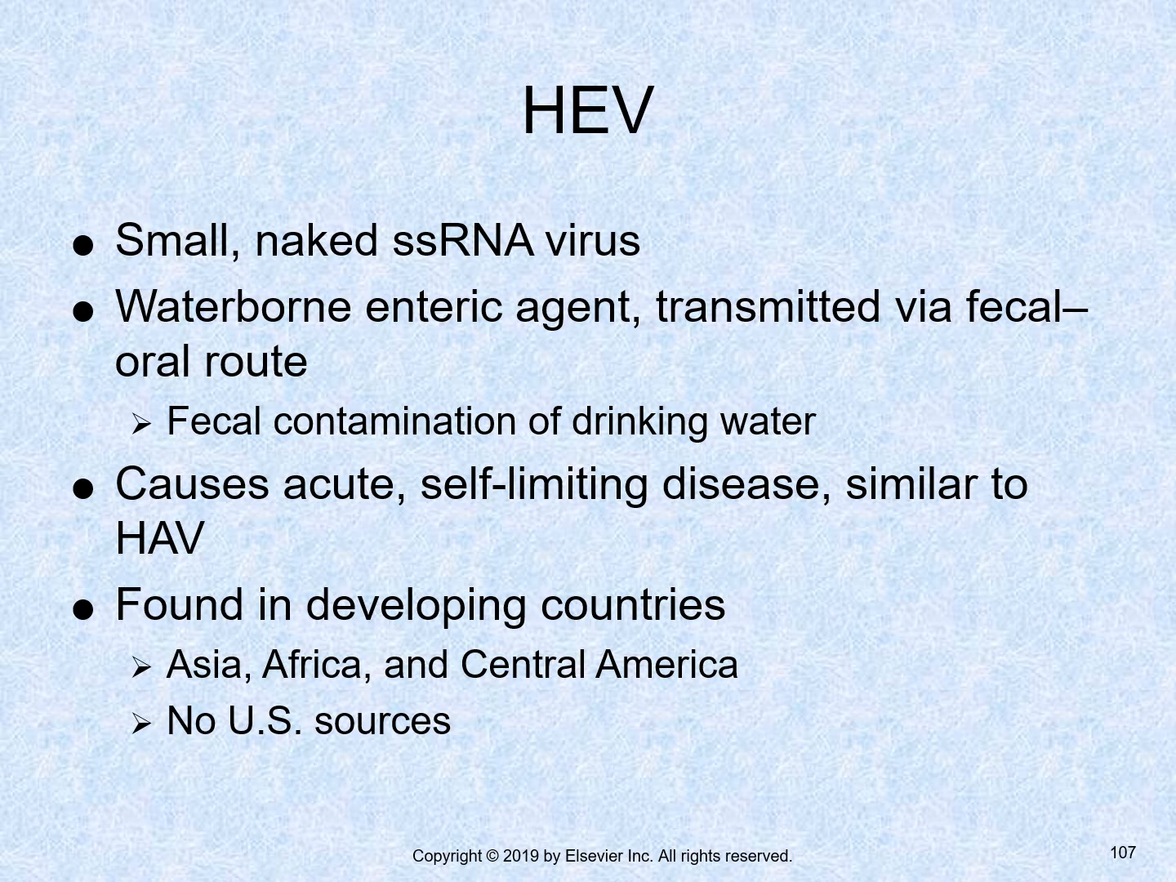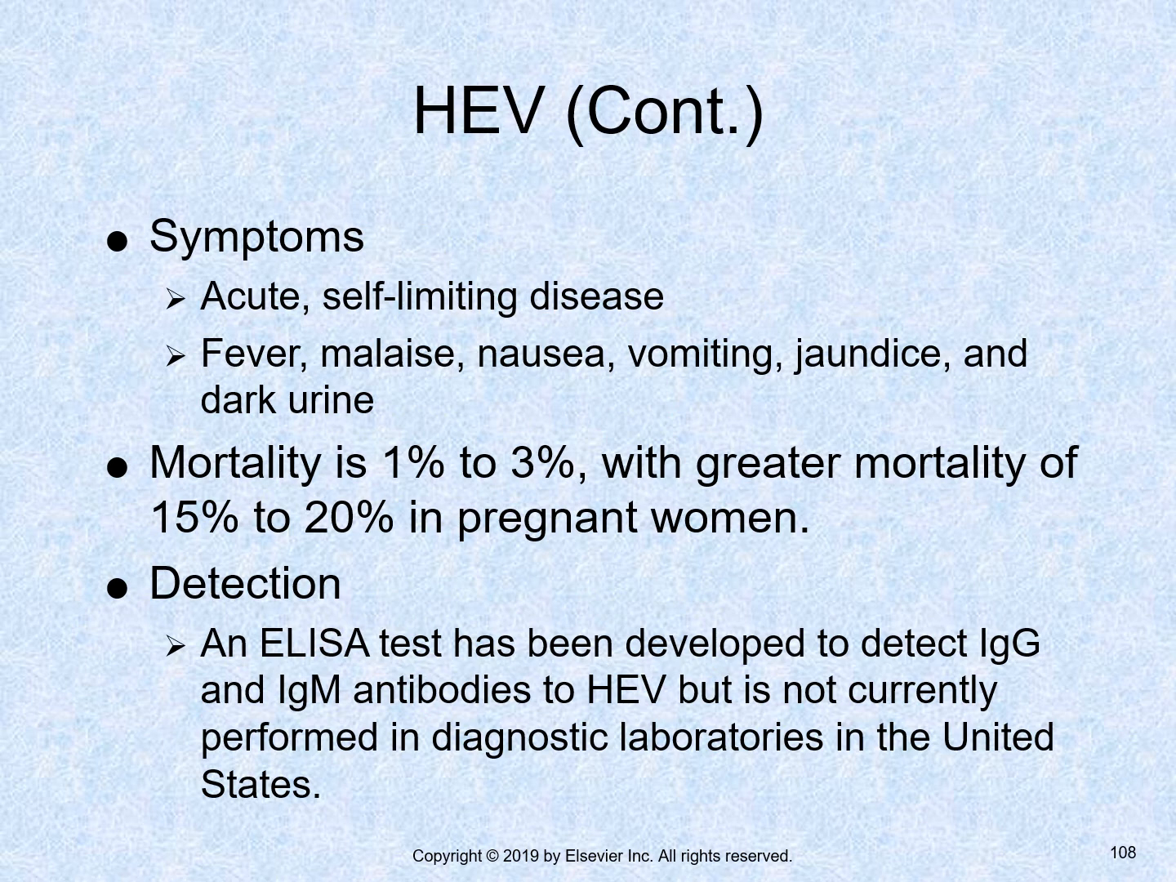Hepatitis E virus causes an acute self-limiting disease with clinical symptoms similar to those of hepatitis A virus. Symptoms of hepatitis E virus include fever, malaise, nausea, vomiting, jaundice, and dark urine. The mortality is between 1 to 3%, with a greater mortality of 15 to 20% in pregnant women. An ELISA test has been developed to detect IgG and IgM antibodies to hepatitis E virus, although Hep E virus testing isn't currently performed in diagnostic laboratories in the United States.